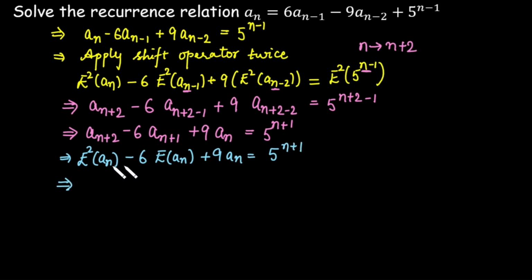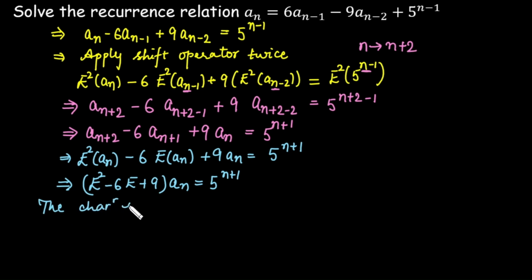This implies collect the coefficients of an. We can write (E² − 6E + 9) of an is equal to 5 raised to power n plus 1. Now from here we can write the characteristic equation. The characteristic equation is E² − 6E + 9 = 0, meaning the right hand side function is 0.